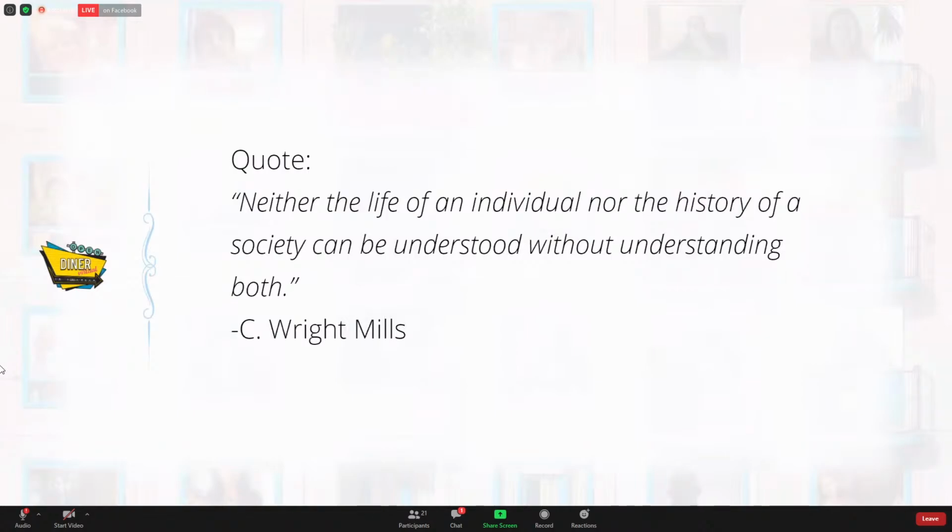There's a quote by Charles Wright Mills: "Neither the life of an individual nor the history of a society can be understood without understanding both." He was an American sociologist and professor of sociology at Columbia University. So when we discuss happiness and success, we'll be talking about these in regard to the individual as part of society. As we know, no man is an island, and we are affected by each other and we affect each other. So with that, we are going to go to a little video right now to demonstrate the point. Can we have that video, please?